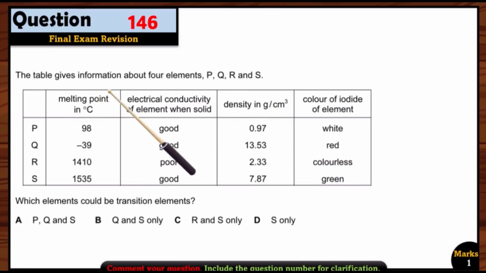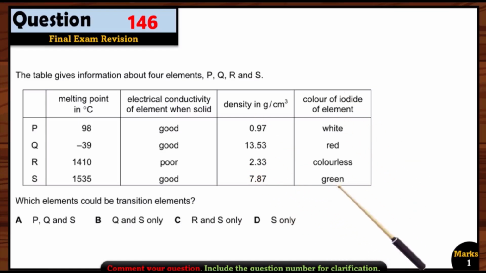Question 146. The table gives information about 4 elements P, Q, R, and S. Which elements could be transition elements? So now let's see the melting points. The melting point should be very high. So R and S, they have high melting points. Now let's see for electrical conductivity. It should be good. So we are just left with S, right? So where can we find S? Yes, this is the right option.